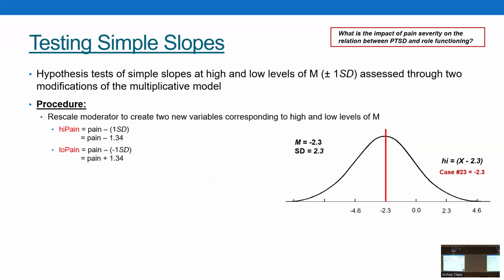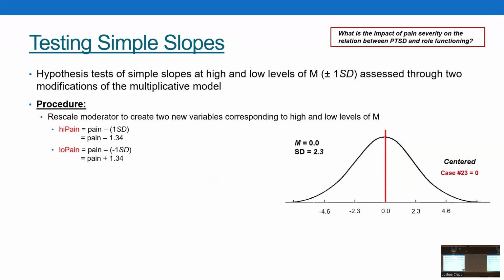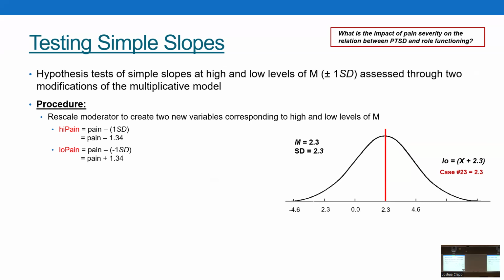Right? Same thing if I go through, if I add a standard deviation, right? So here's my centered variable. Here I subtract, here I add a standard deviation, right? Case number 23, what's their new score? Is 2.3. Where does 0 exist now? A standard deviation below. Okay, so this is counterintuitive.